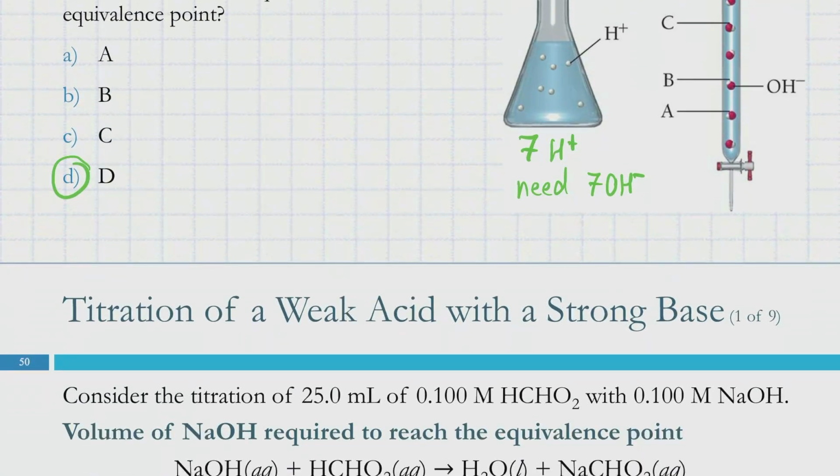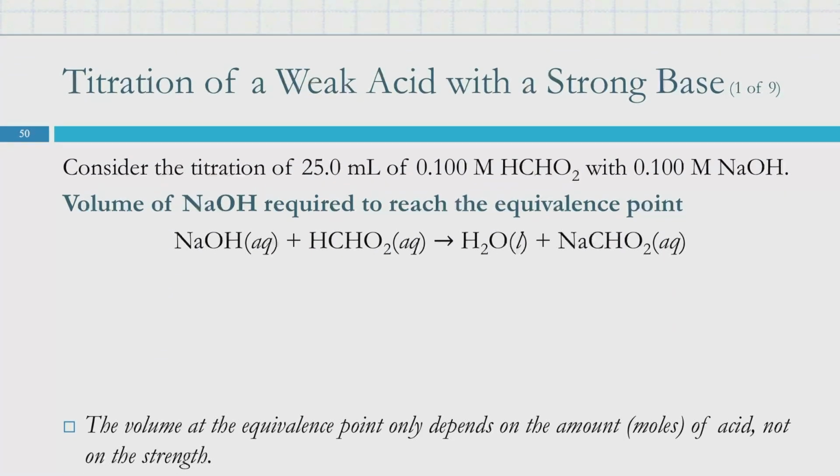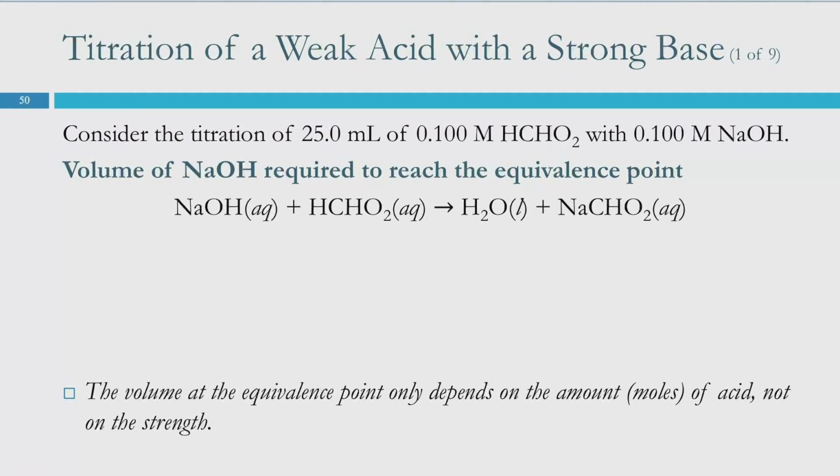Now here's the more interesting titrations. If we're titrating a weak acid with a strong base, let's look at the equivalence point for this reaction. So we've got sodium hydroxide, and I think this is formic acid. So 25 milliliters of formic acid at that concentration. We're adding in sodium hydroxide.